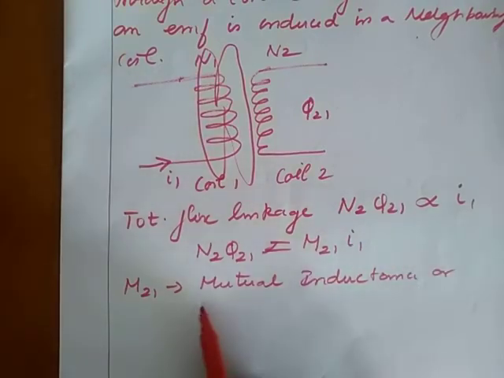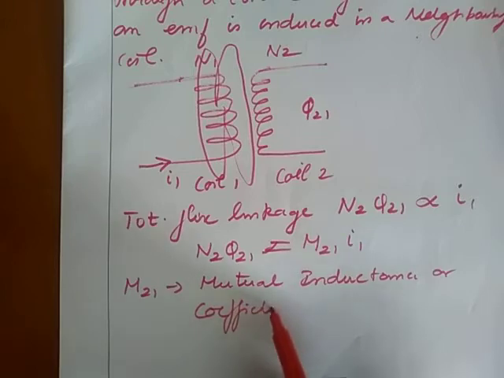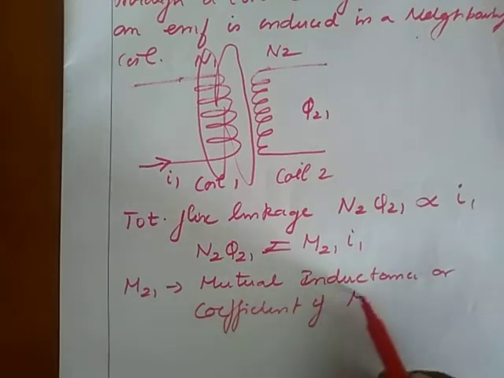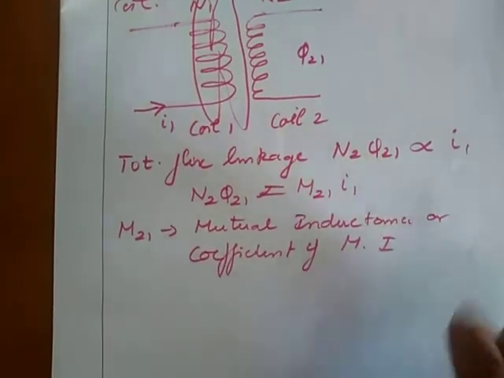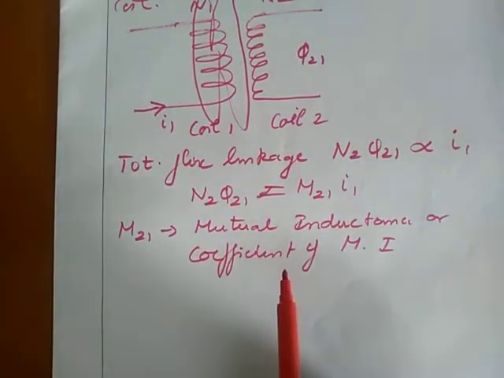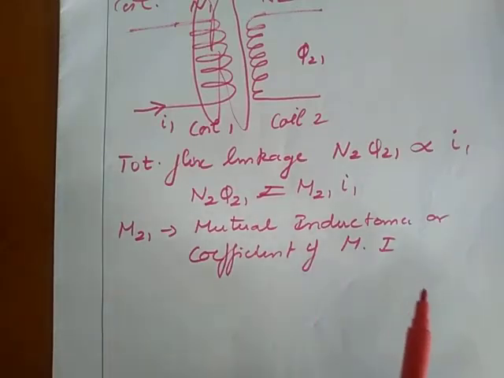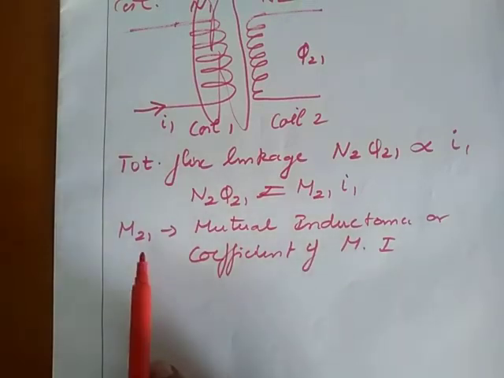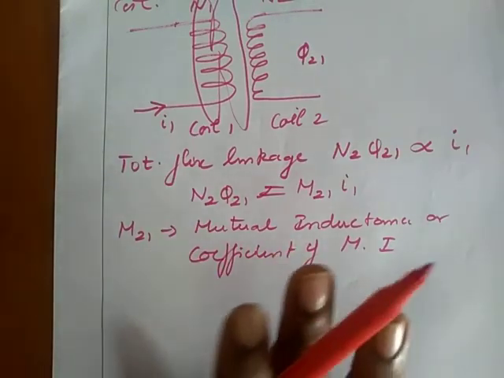Inductance, or coefficient of mutual induction. M21 is the mutual inductance, or coefficient of mutual induction, of coil 2 with respect to coil 1.